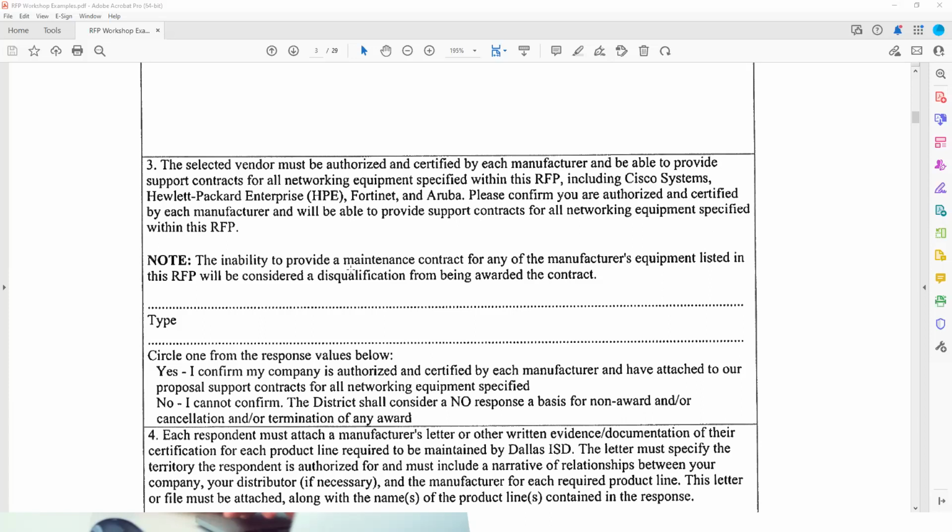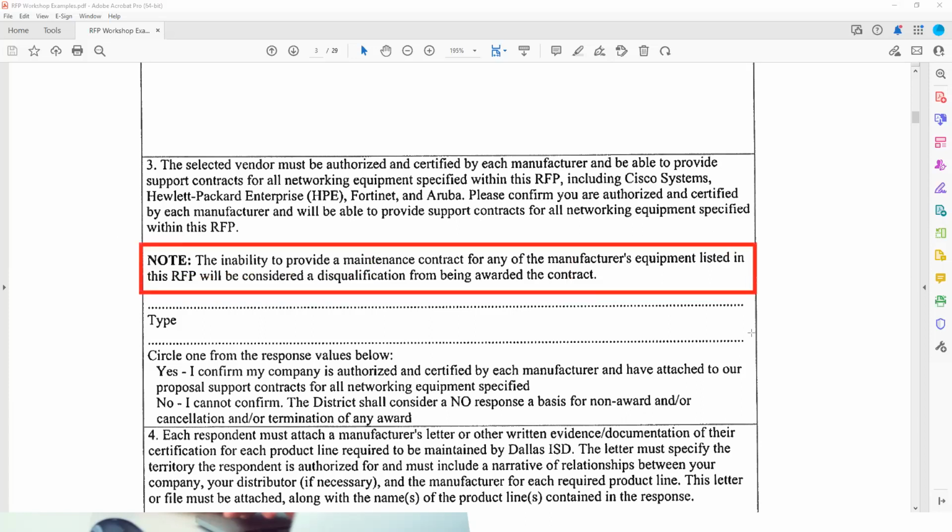Now, there's another note there. Do we want to read that or do we want to skip over that? And I think sometimes when you're looking through these things and you're going through them very quickly, you may just skip it. But let's see what it says. The inability to provide a maintenance contract for any of the manufacturer's equipment listed in this RFP will be considered a disqualification from being awarded the contract.